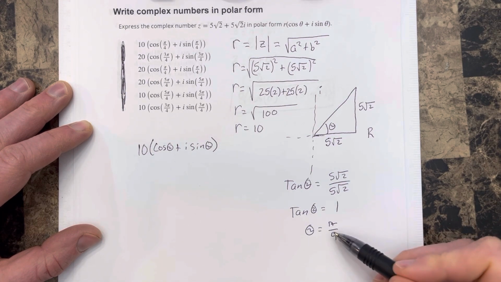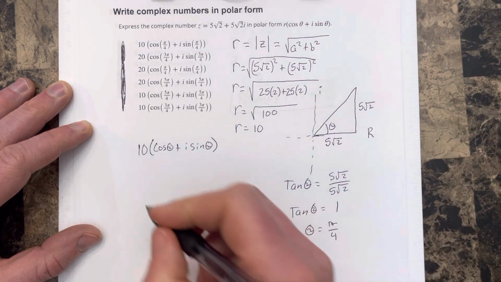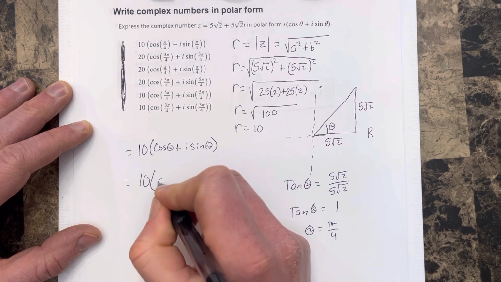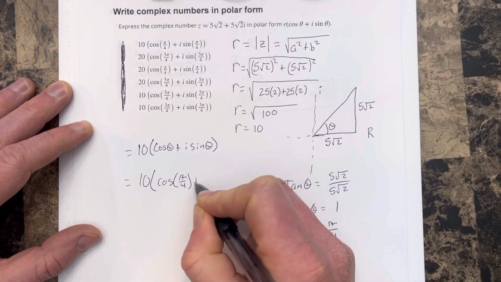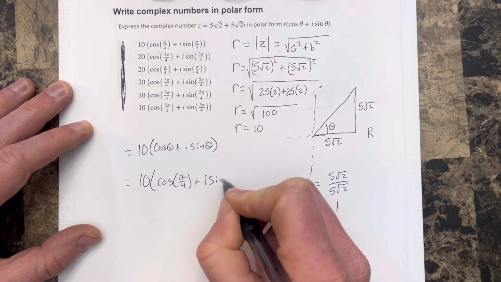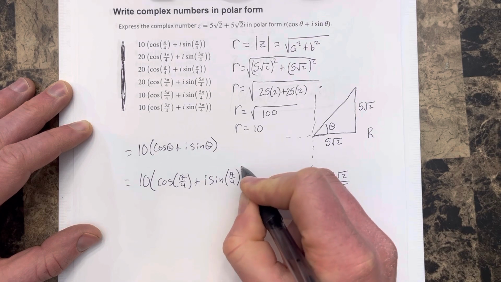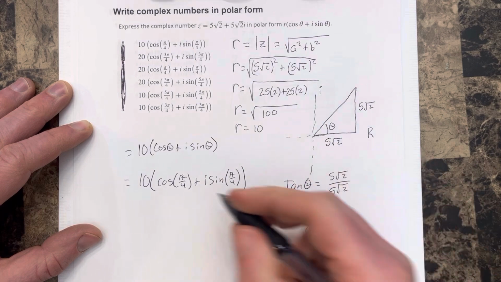So now I can take pi over 4 and plug that in, and say that that is equal to 10 cosine pi over 4 plus i sine of pi over 4. And now I've taken that complex number and I've written it in polar form.